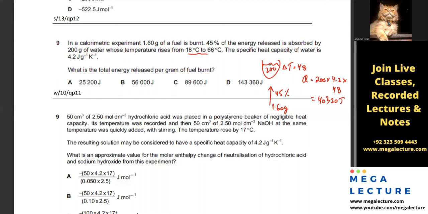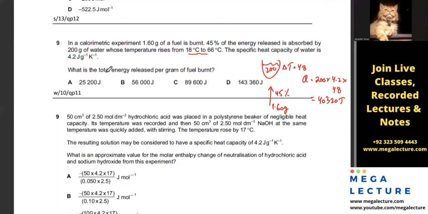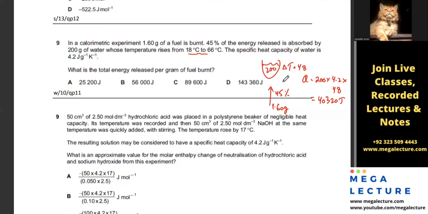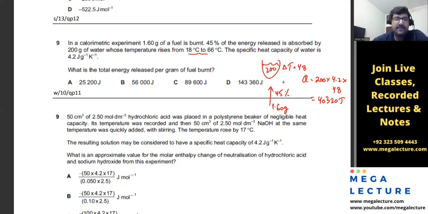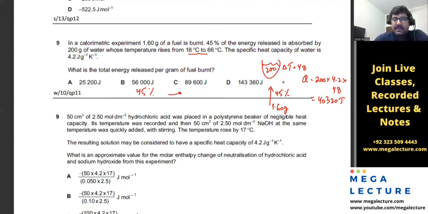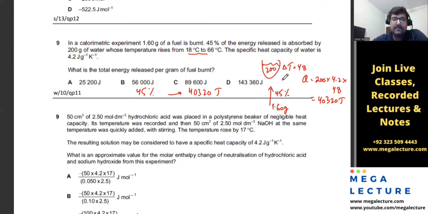Now, he's not asking for the energy absorbed by the water. He's asking for the energy released by the fuel. How much energy is absorbed by the water? That's 45%, right? But the fuel produced more. 45% of the energy released by the fuel goes into the water, and that is this energy, 40,320 joules. Is that clear? Because the water only absorbs that. So what is the 100% energy released by the fuel?